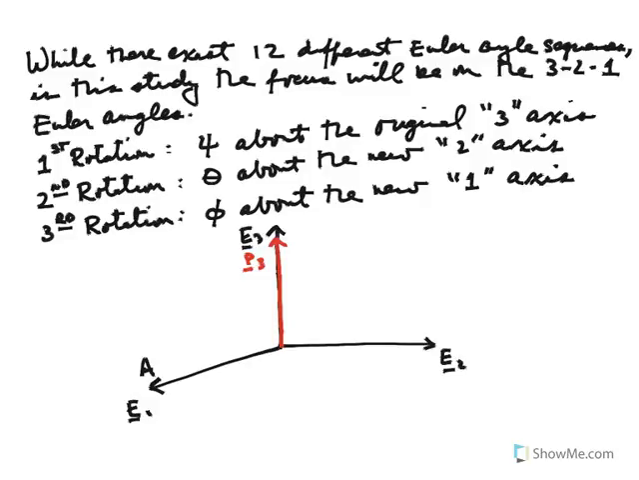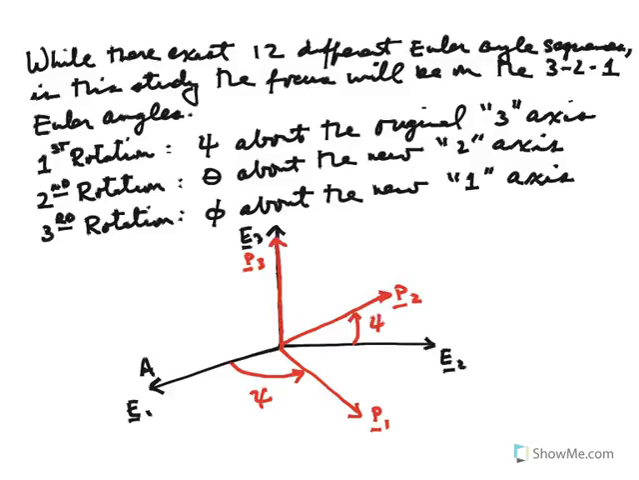I do a rotation by the angle psi. So the angle psi is an angle that rotates the basis vectors E1, E2, E3 to give me two new basis vectors. Those two new basis vectors are going to be called P1 and P2. And I'm doing the rotation by an angle psi about the 3 axis. So that's the first rotation.